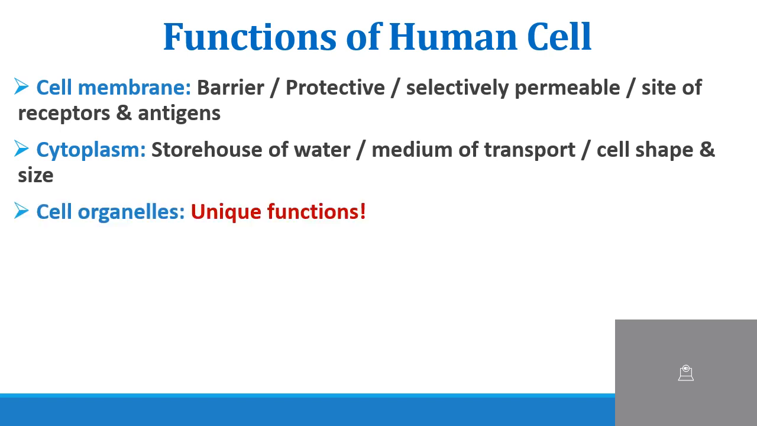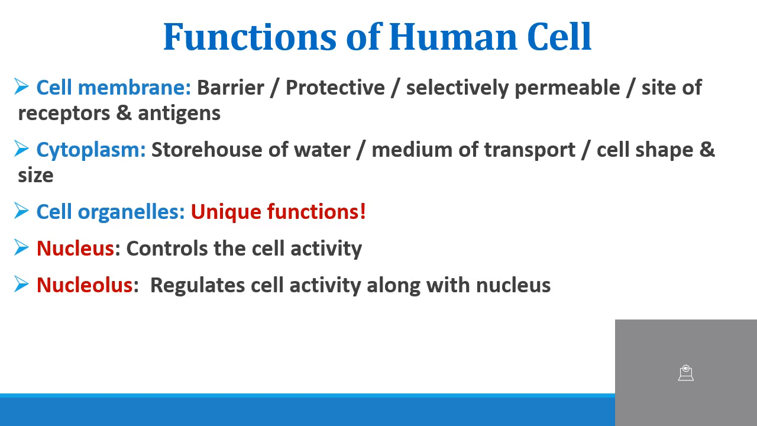There are so many cell organelles within the cell. Each and every cell organelle has a different size and shape and very unique functions. Like the nucleus, which is present at the center of the cell and controls the whole cell activity. It is like the CEO of the cell, the boss of the cell, which controls the whole cell activity.